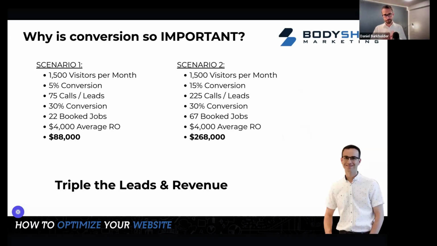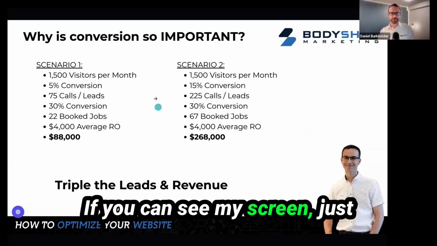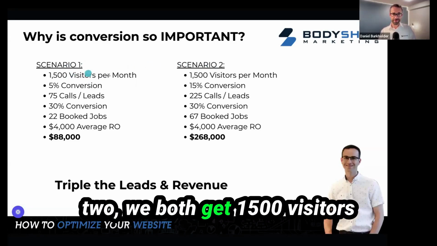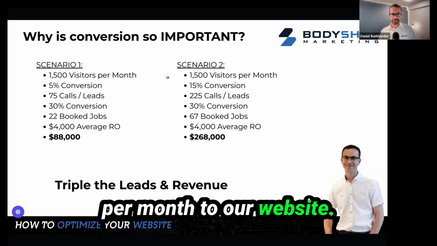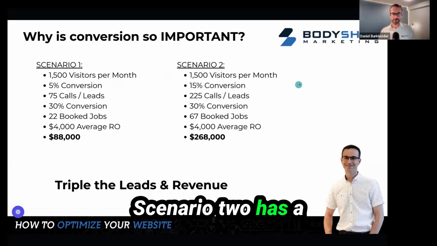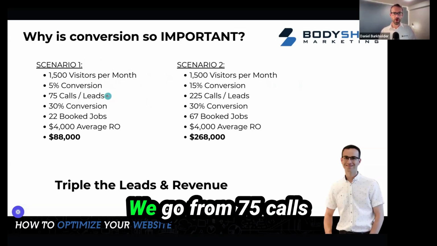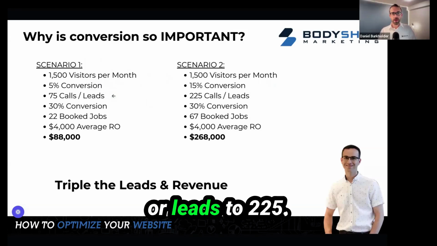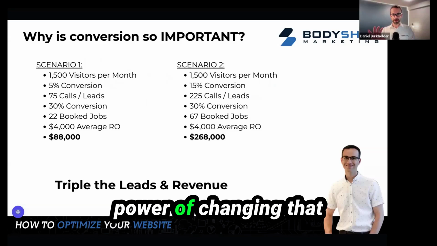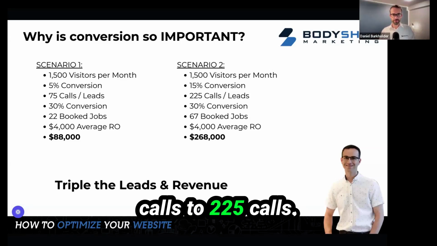So why is conversion important? Let's do scenario 1 and scenario 2. If you can see my screen, go ahead and check this out. In both scenarios, we get 1,500 visitors per month to our website. Scenario 1 has a 5% conversion ratio. Scenario 2 has a 15% conversion ratio. This is where the magic starts happening. You see the difference here: we go from 75 calls or leads to 225. Here's the sheer power of changing that conversion by 10%. We're going from 75 calls to 225 calls.